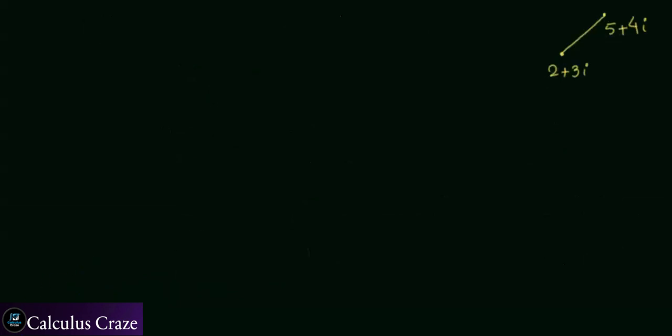The line segment is joined by two complex numbers: one is 2 plus 3i and the other one is 5 plus 4i. I can label these complex numbers as the points (2, 3) and (5, 4). Now I have to make the equation of this line segment. For this I need the slope.